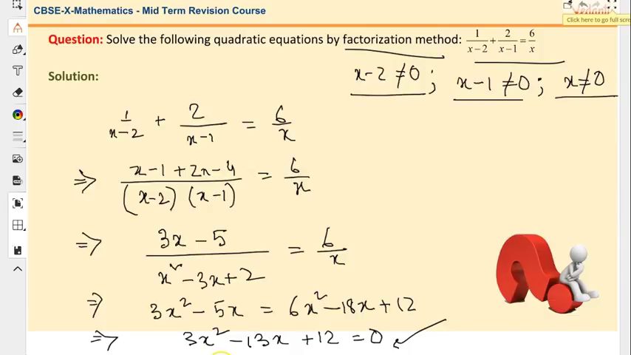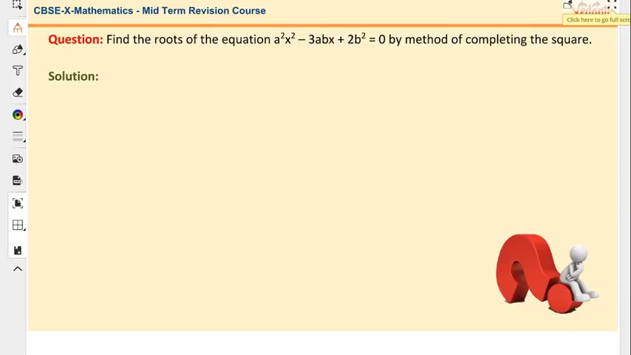So now let me go to the next question. That is, find the roots of this equation by the completing the square method.